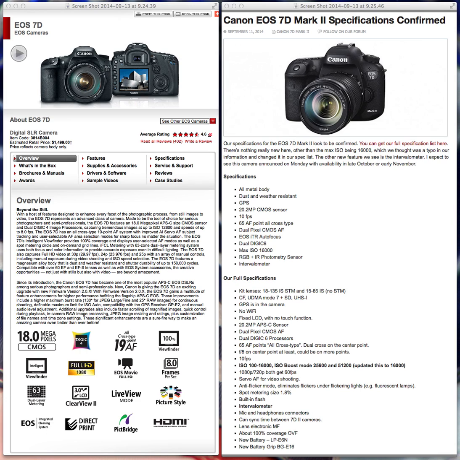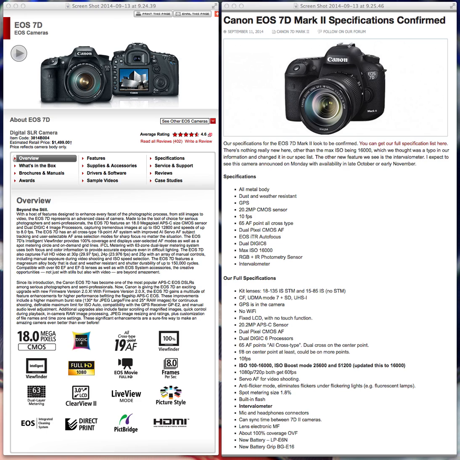8 frames per second on the 7D, which goes up to 10 frames per second on the Mark II. We have 19 cross points for autofocus on the 7D, and 65 cross points on the Mark II. So that's an increase several times over on the autofocus points. So we've got an increase of megapixels, frames, and autofocus points.